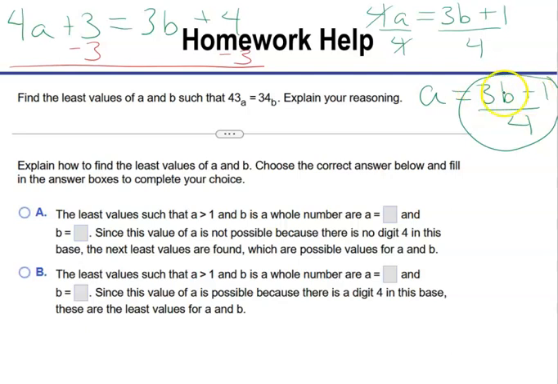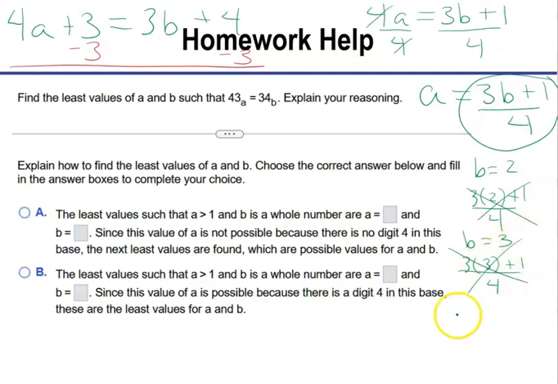So I need that top to add to something that will divide by 4. If we start doing that, like if we let B equal 2, that would be 3 times 2 plus 1 divided by 4. Well, that's 6 plus 1 is 7 divided by 4. That's not going to work. That's not a whole number. So let B equal 3. That would give me 3 times 3 plus 1 divided by 4. That's not going to work either, right? Because that's 10 divided by 4. Also not a whole number. Let's try B equals 4.